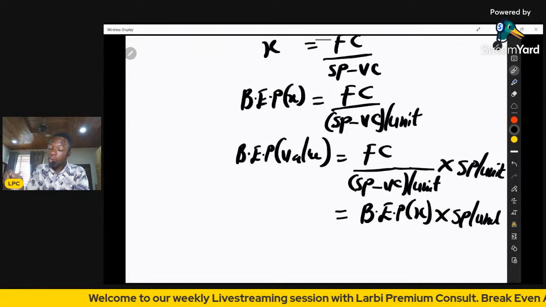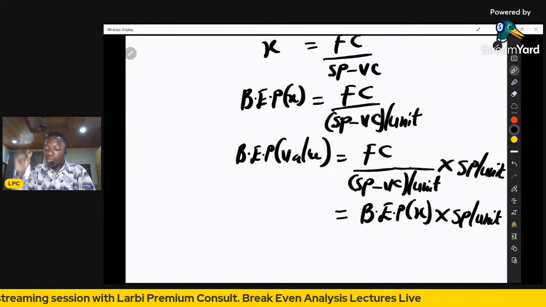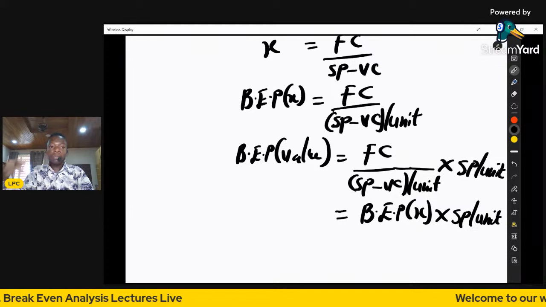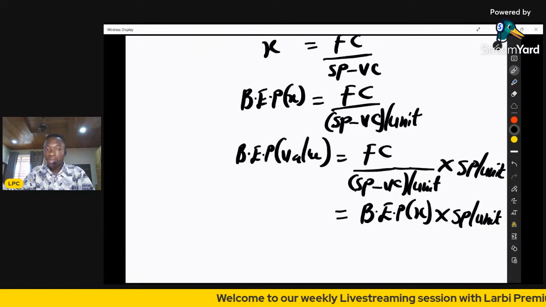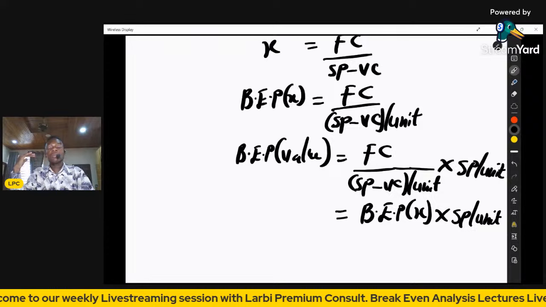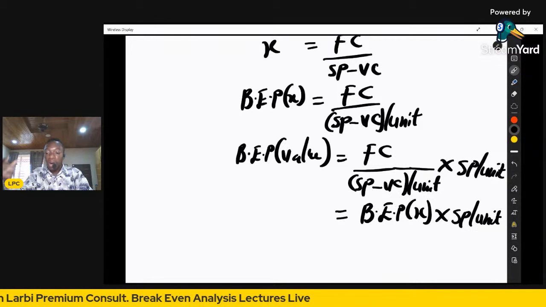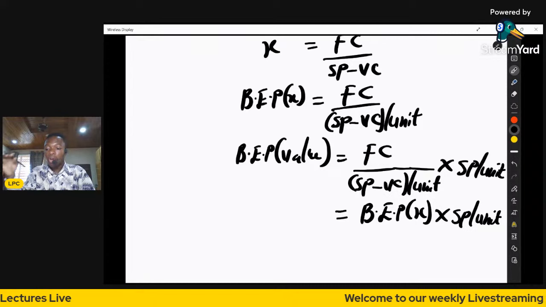So once you're able to get the break-even point in terms of units, just multiply that by the selling price per unit, and you get your break-even point in terms of value. Very simple. So always, it is in your best interest to compute the break-even point in terms of units first. Once you get the units, just multiply it straight by the selling price per unit, and you are good to go. So that is the break-even point in terms of units and in terms of value. Let's take note of that.